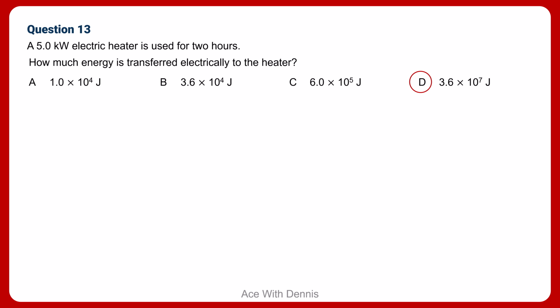The answer is D, 3.6 times 10 to the power of 7 joules. To calculate the energy transferred, we can use the formula E equals PT. P is for the power and T is for the time. So the power of the electric heater is 5.0 times 10 to the power of 3. The time is 2 hours. We need to convert this into seconds. Hence, we multiply by 60 and 60. So the answer will be 3.6 times 10 to the power of 7 joules.